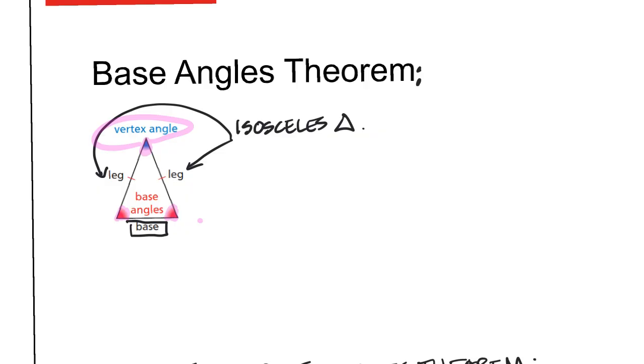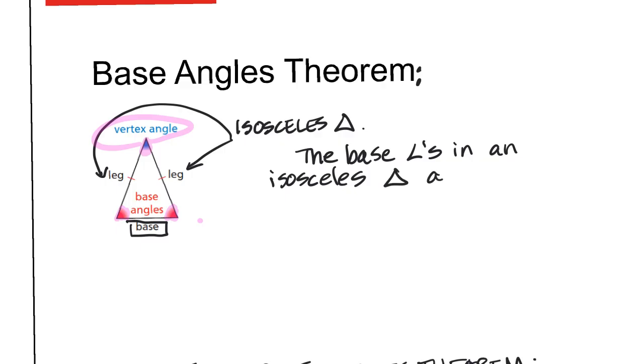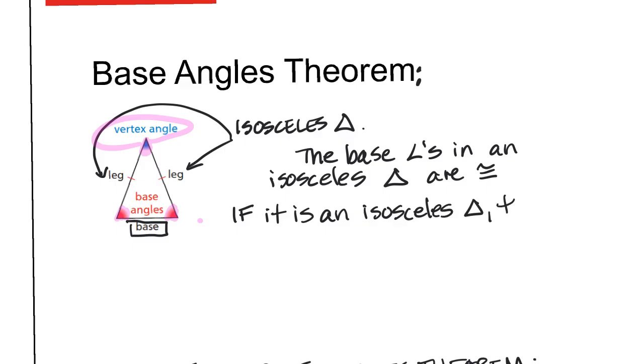So the base angles theorem says the base angles in an isosceles triangle are congruent. So if I put that in if-then form, if it is an isosceles triangle, then the base angles are congruent.